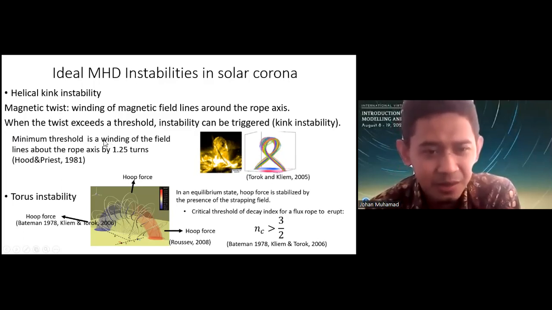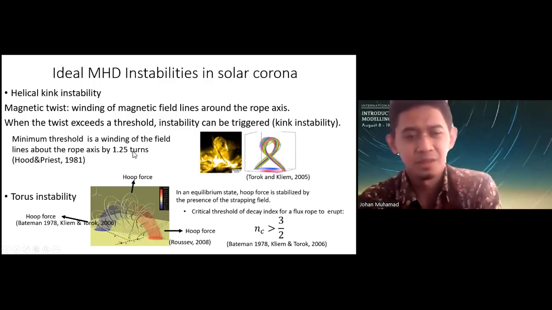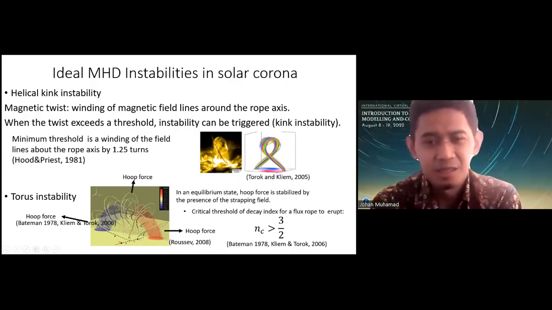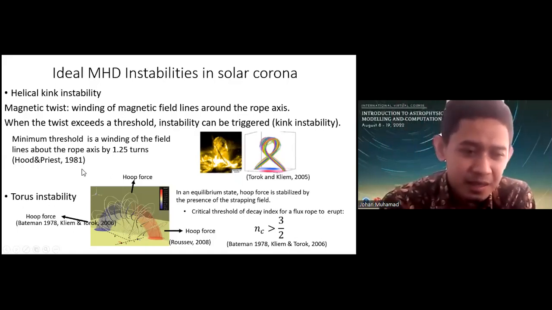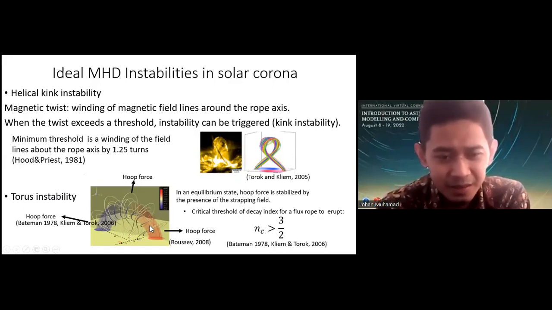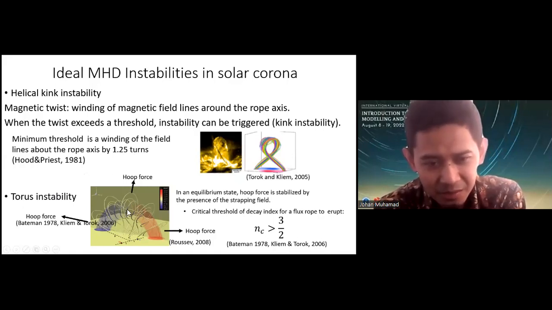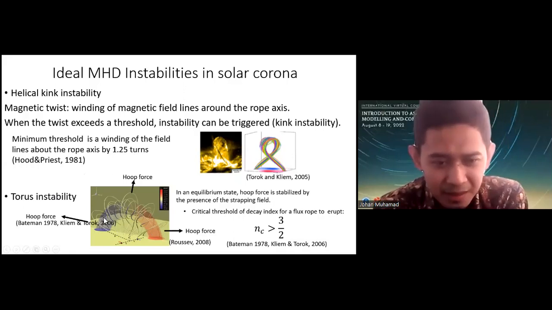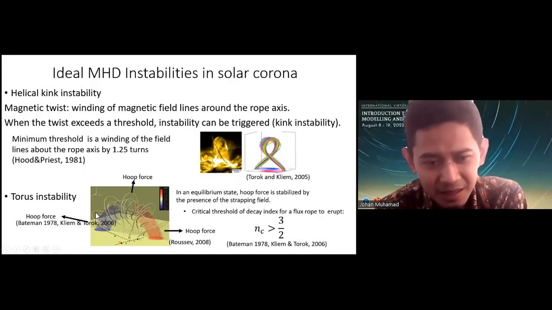If the magnetic field lines twist for more than 1.25 turns, then they become unstable, and the helical kink instability will happen. The second one is the torus instability. Imagine a magnetic flux tube like this sunspot. Maybe you can connect this part of the sunspot to another part of the sunspot pair. So we have a magnetic flux tube like this, and also an electric current here.